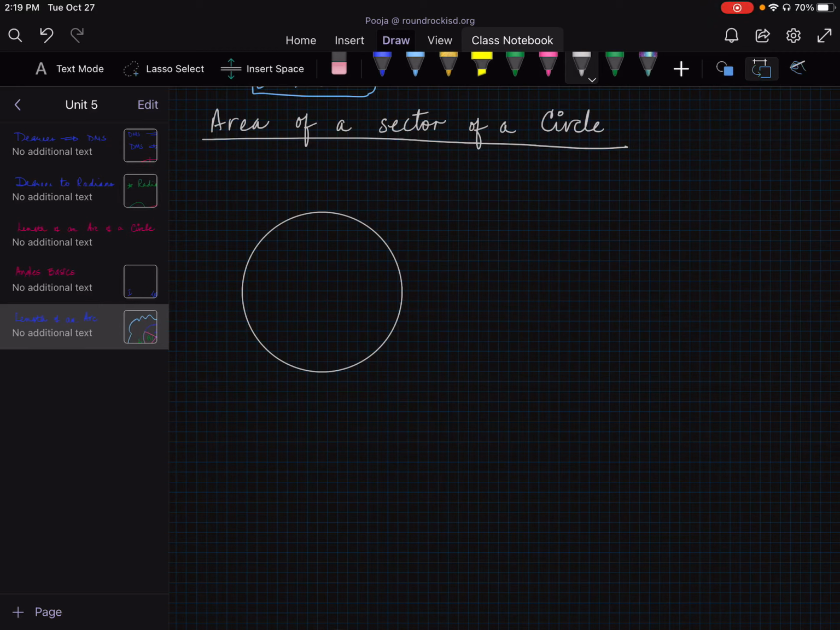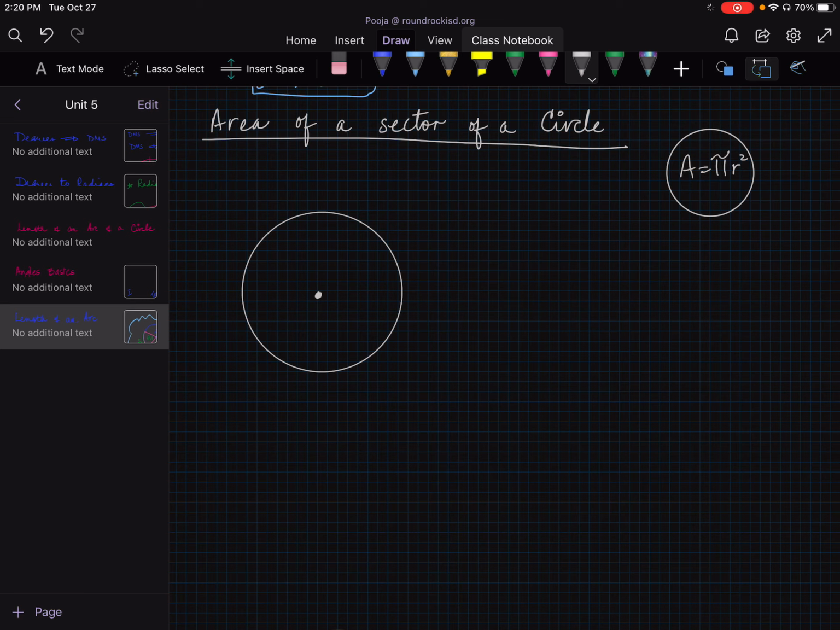Hello again. This video topic is finding the area of a sector of a circle, like a little section of a circle's area. We all know that if I were to draw one complete circle, the area of a full circle is given by pi r squared. But we're not talking about the area of an entire circle, just a little section of it.